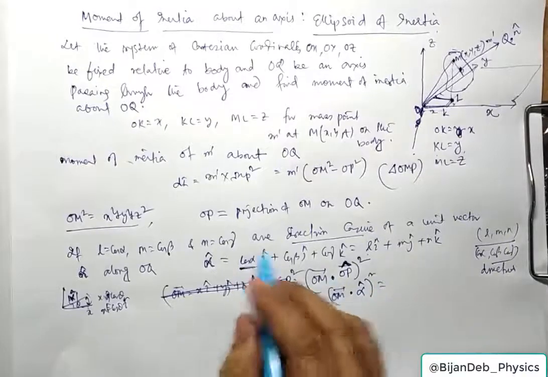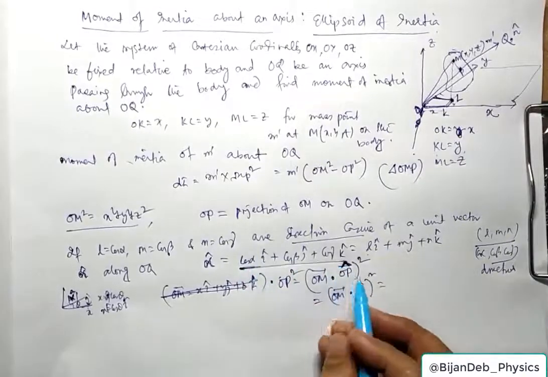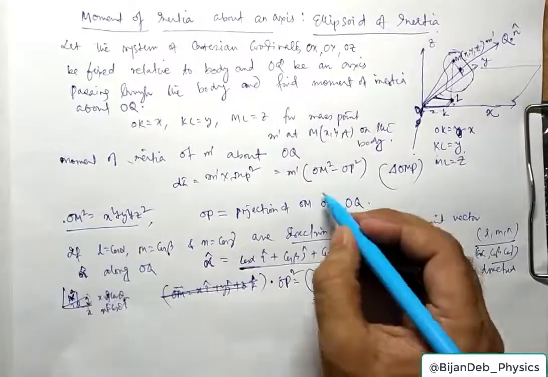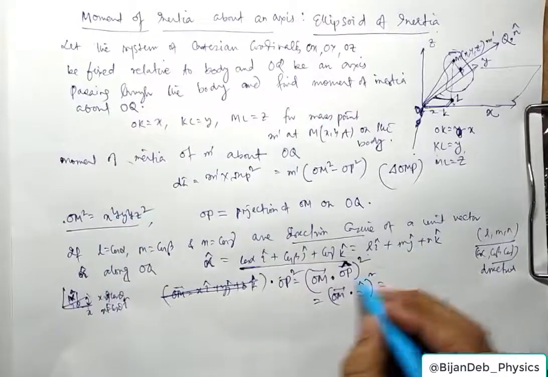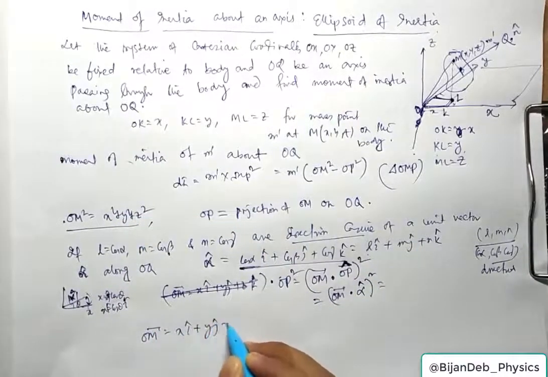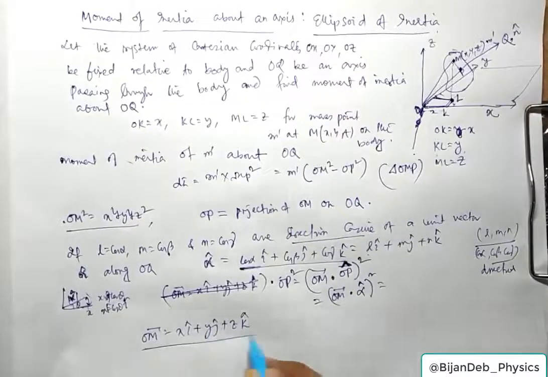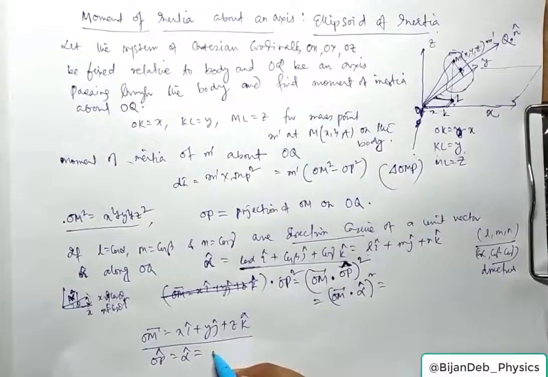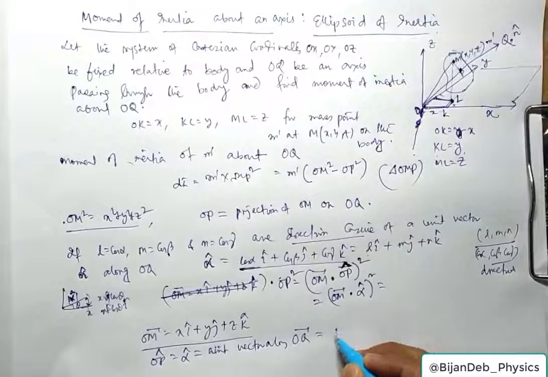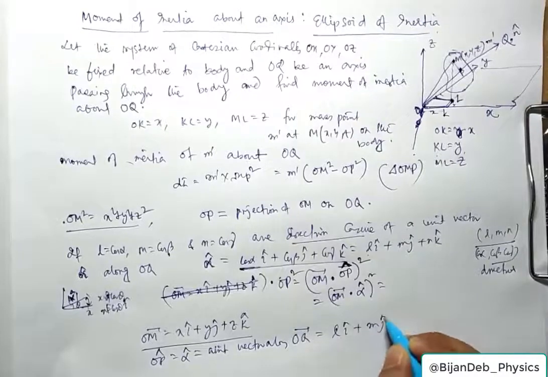So if you take the dot product of this with this, the OM vector is x i cap plus y j cap plus z k cap, and OP cap equal to alpha cap, the unit vector along the OQ vector. So this will be l i cap plus m j cap plus n k cap.